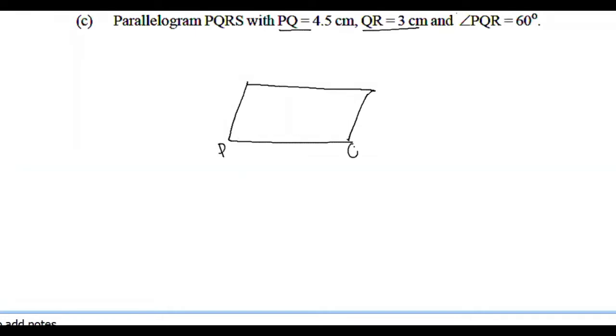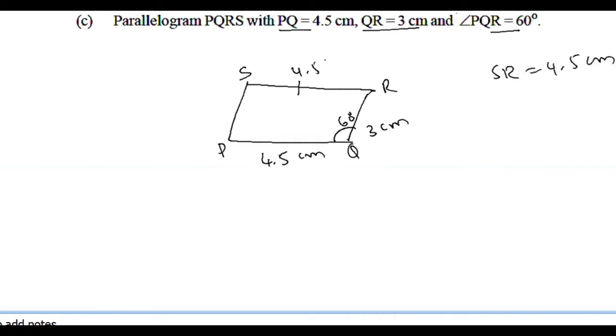That is P, Q, R, S. Now what's the length of PQ? That is 4.5 centimeters and QR is 3 centimeters. Then angle PQR, that is angle Q, they gave as 60 degrees. Now you should take the opposite sides as equal. Then what will become now? Then SR will become 4.5 centimeters, then PS will become 3 centimeters. Opposite sides are equal.